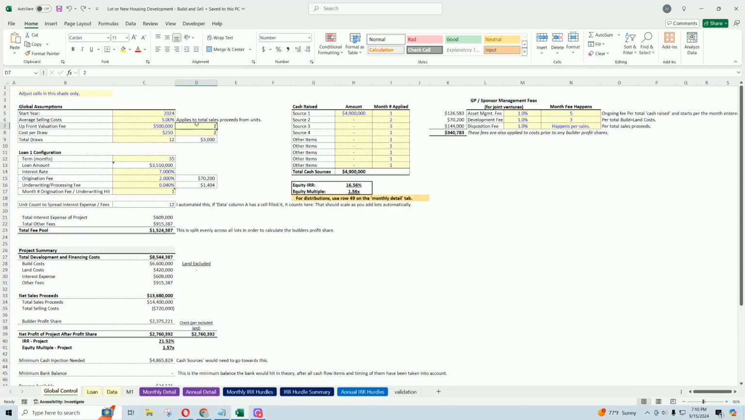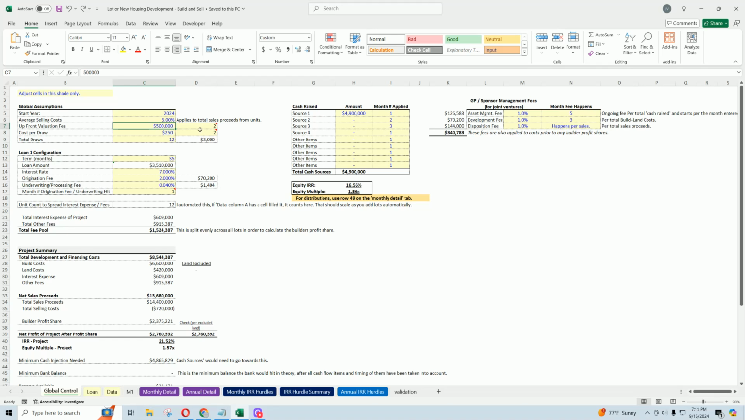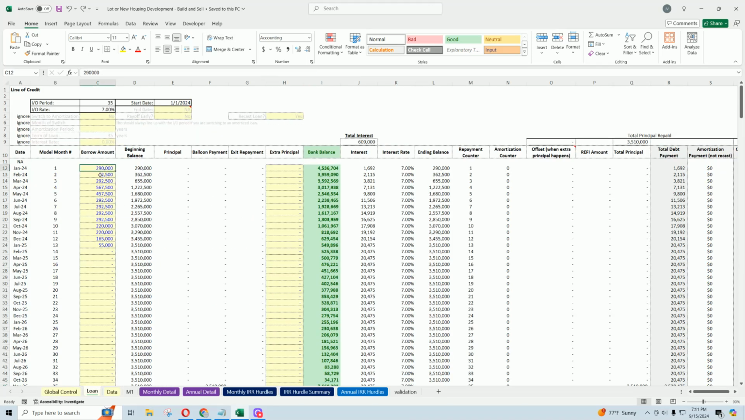Now, the upfront valuation fee of 500,000 is happening here in month 2 as well. So those are adjustable, and so are the amount and when they actually hit your cash flow, your cash requirement. You've also got the loan. This is only assuming interest only debt. And for the loan, you can manually put how much you're going to borrow and when.